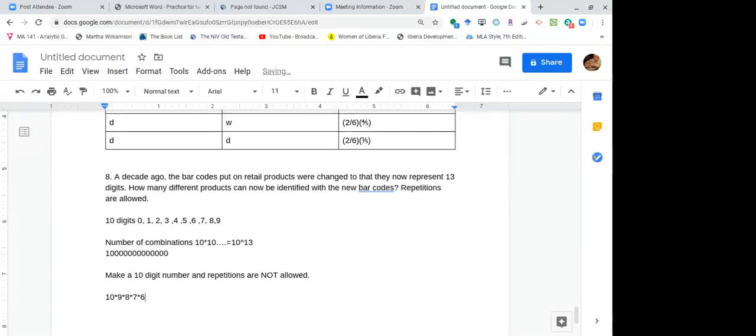6, 5, 4, and that's going to be, okay. So you just multiply all of those? Well, the way you would do it on your calculator would probably be easier if you used factorial. So 10, and it's a little exclamation mark, 10 factorial.